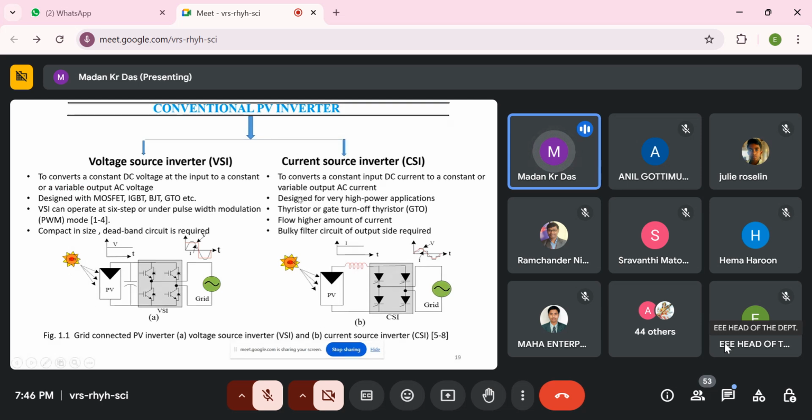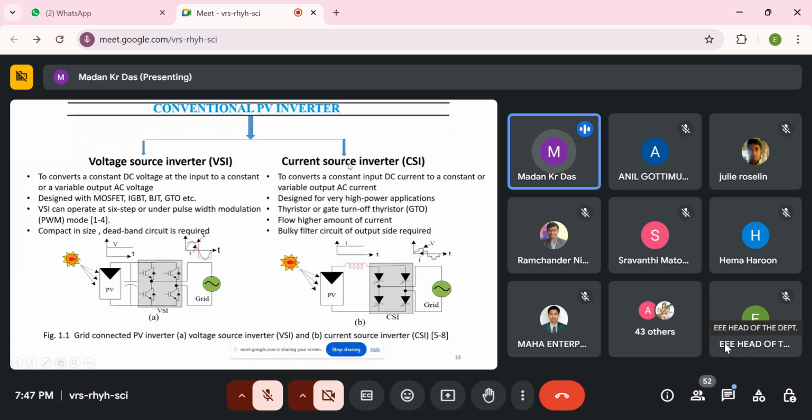So we know that there are two types of inverter. First, the voltage source inverter. In this inverter, we provide a constant DC input and get alternating AC output. This type of inverter uses MOSFET, IGBT, BJT, GTO, so its output is alternating in nature.